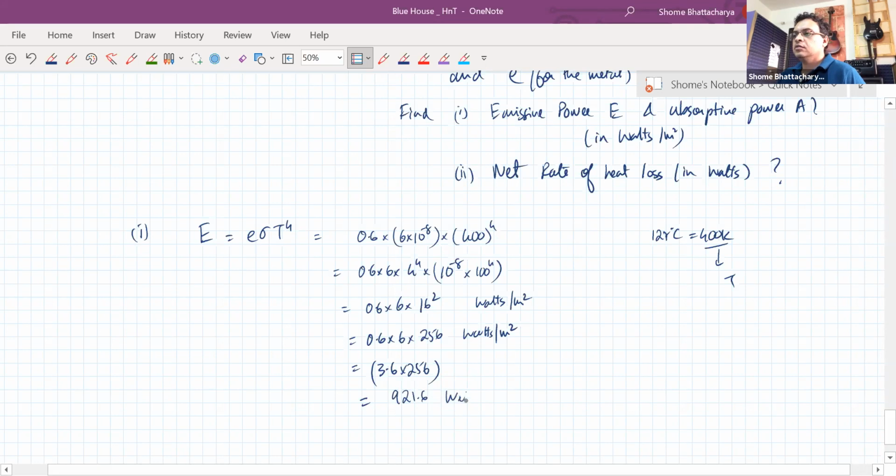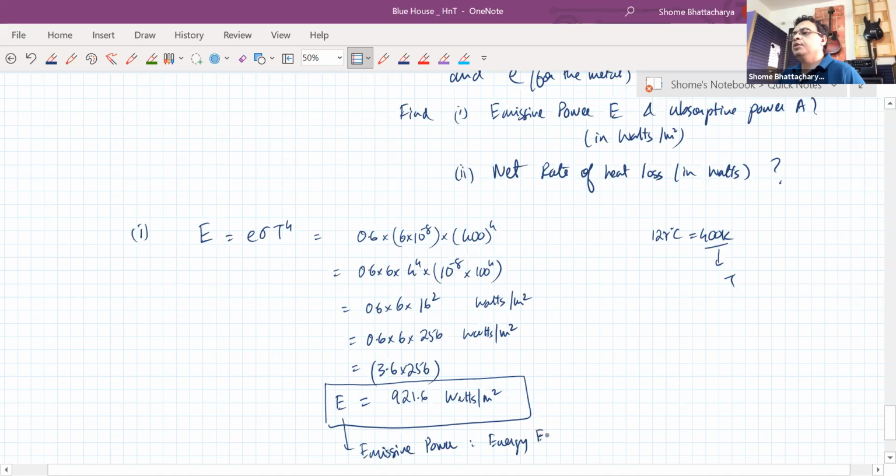921.6 watts per meter square is the emissive power. It is the energy emitted per unit time per unit surface area.